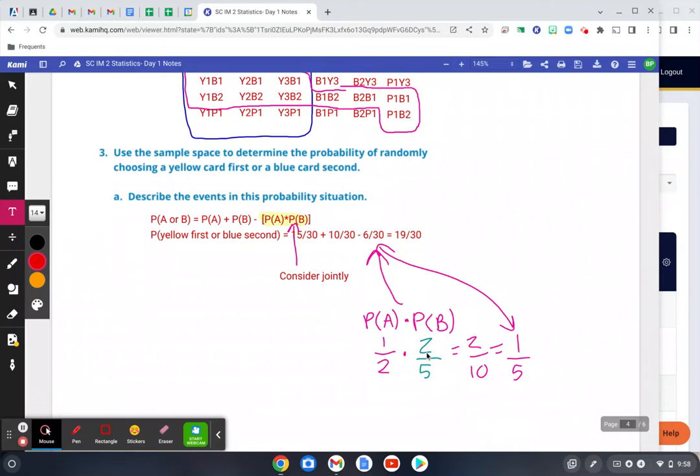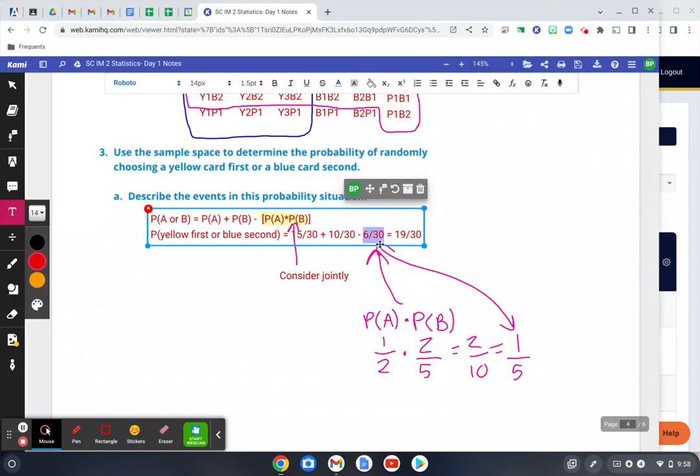Well, it's going to be 2, the 2 blue cards that are still in that person's hand out of the 5 total. And if you multiply those 2 together, you get 2/10, which is equal to 1/5, which is 6 out of 30. 6 out of 30 is also equal to 1/5.